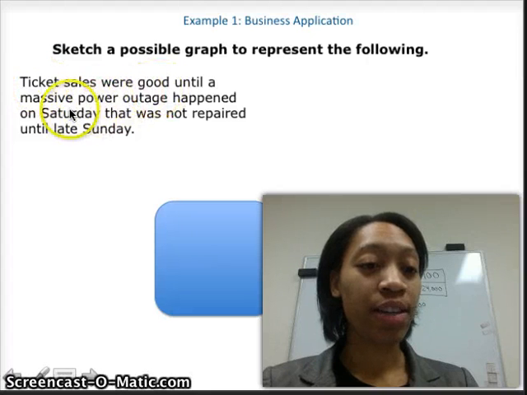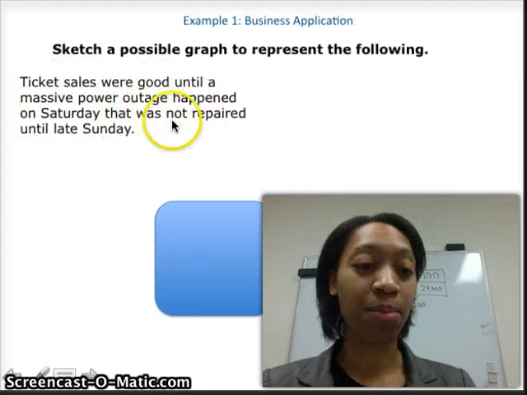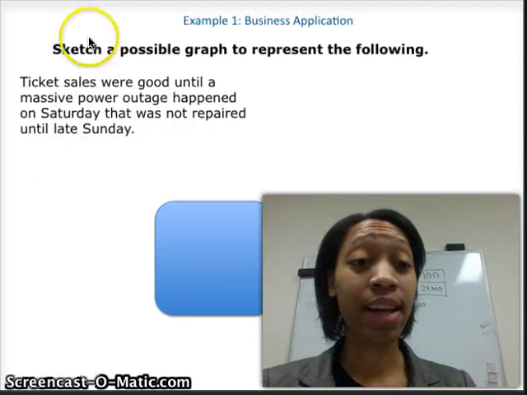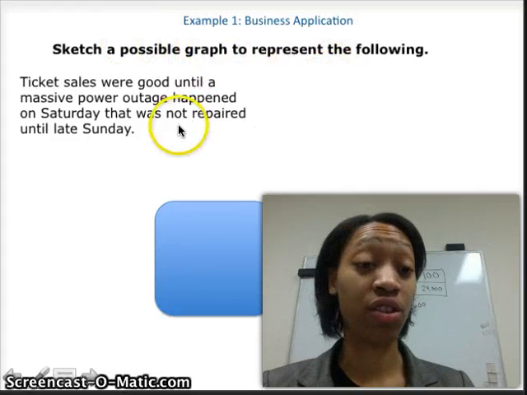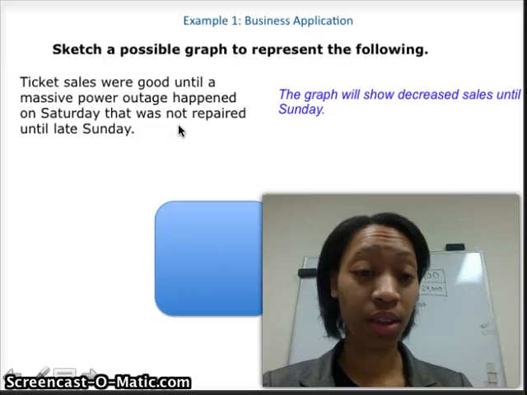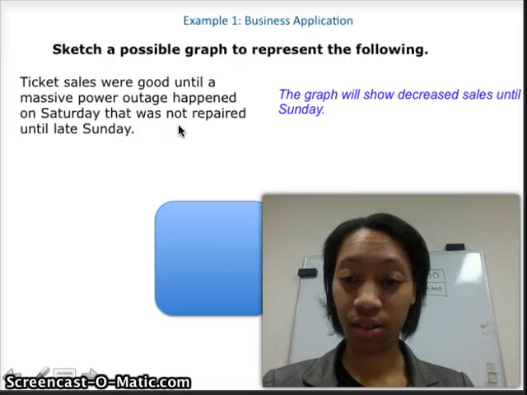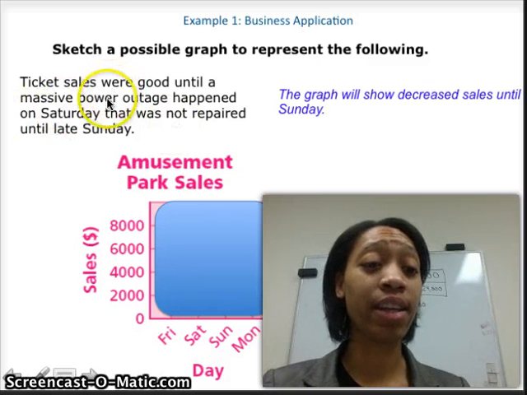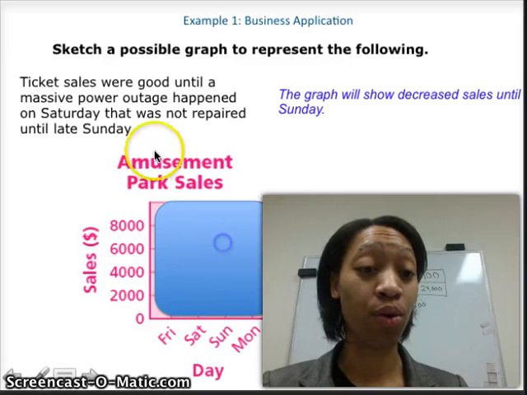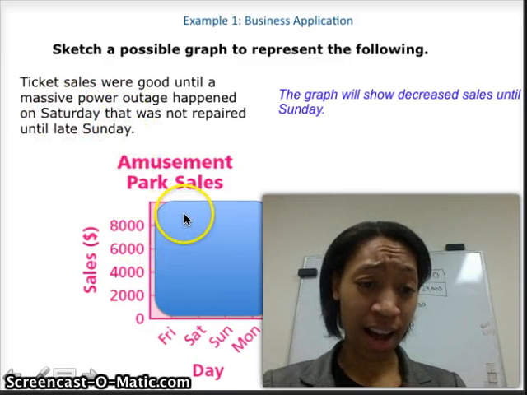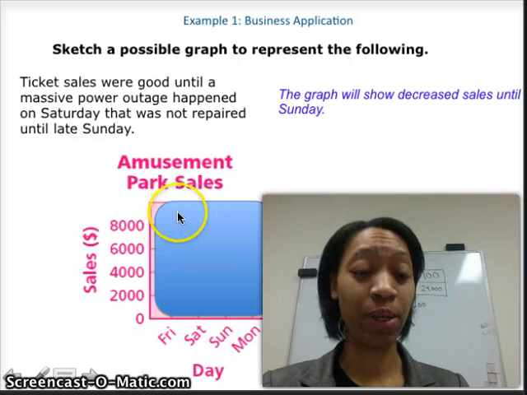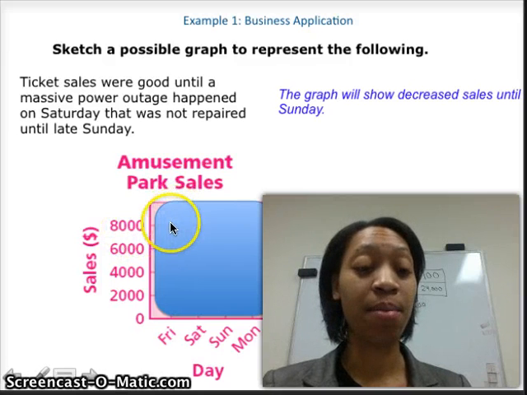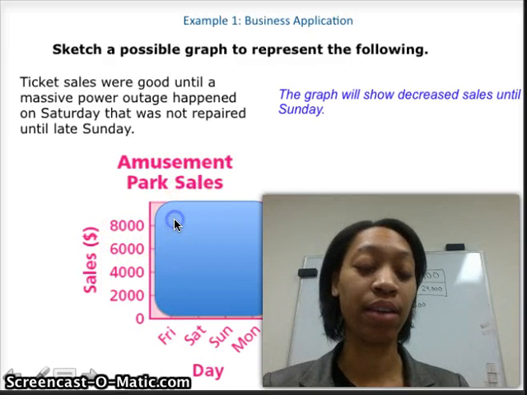Ticket sales were good until the massive power outage happened on Saturday. It was not repaired until late Sunday. Let's see if we can sketch a graph to represent this situation. Okay, so we know that ticket sales were good. So we need a high ticket sale number to start off with, a point that's high for Friday. They don't tell us exactly how much money is sold, but we can just make a high estimate. Like we'll put a point high.